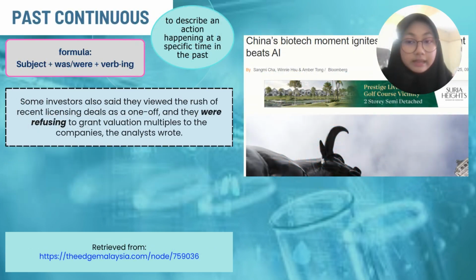Okay, next we have past continuous. Past continuous is used to describe an action happening at a specific time in the past. The formula for past continuous is subject plus was or were plus verb ing. The example here is some investors also say they view the rush of recent licensing deals as a one-off, and they were refusing to grant valuation multiples to the companies, the analyst wrote. In this sentence, were refusing shows an action happening at that time.